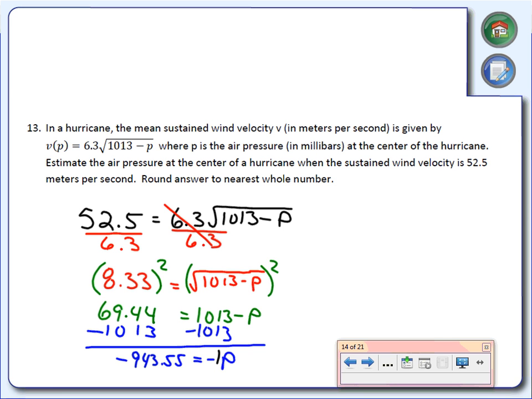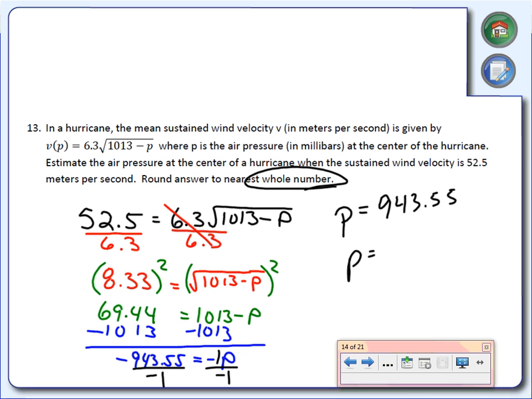Now notice there's negative P, which is kind of like having a negative 1 in front of that P. We need to get rid of that negative 1. So we're going to divide both sides by negative 1. And all that's going to do is change the sign. So now we got, not negative, because a negative divided by negative makes it a positive, 943.55. But remember, it says we're going to round to the nearest whole number. So if I were to round that to the nearest whole number, that now becomes what? 940. There we have 940.